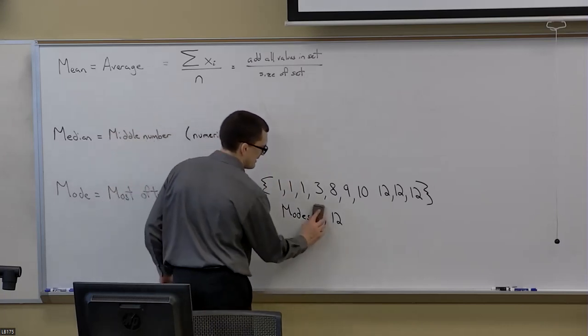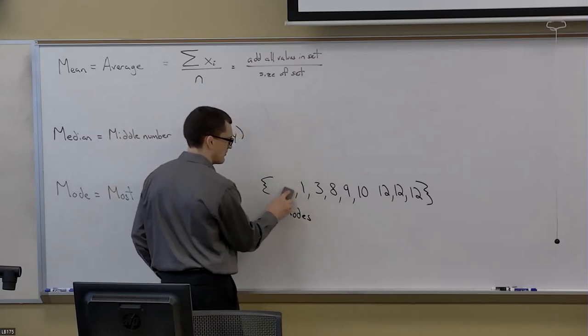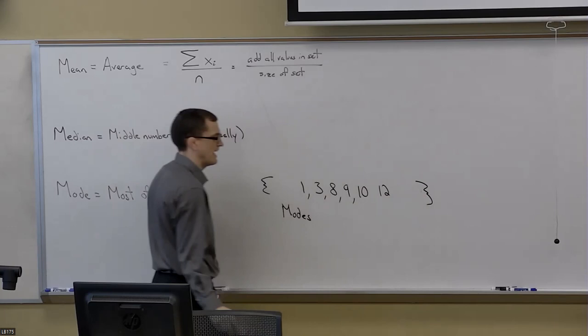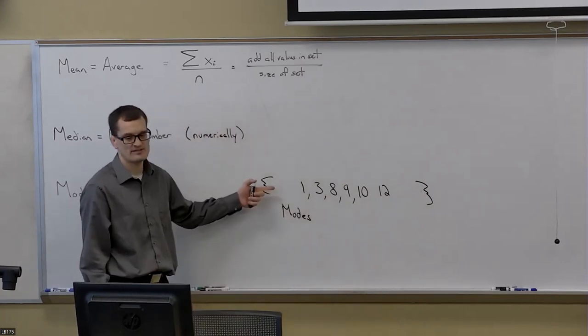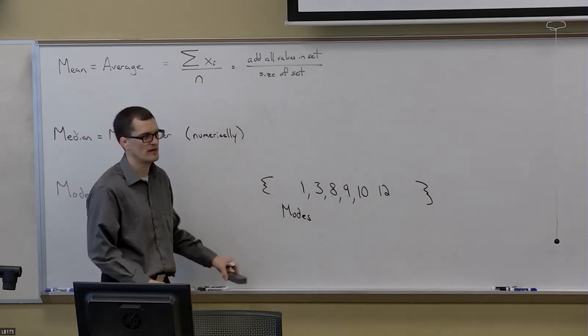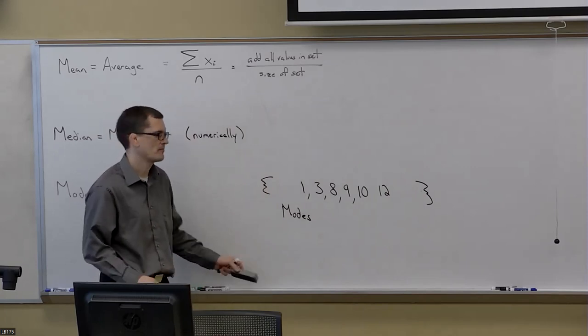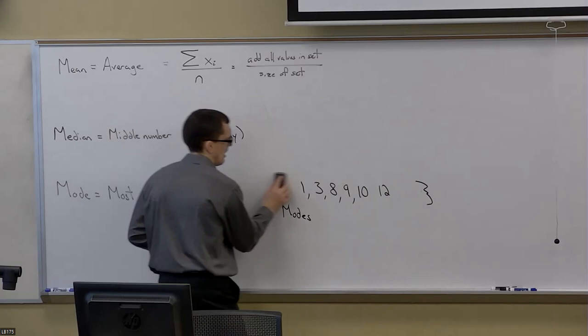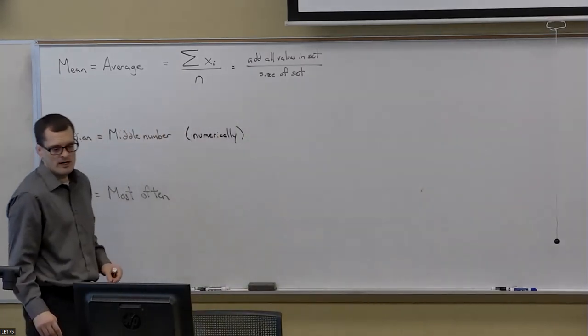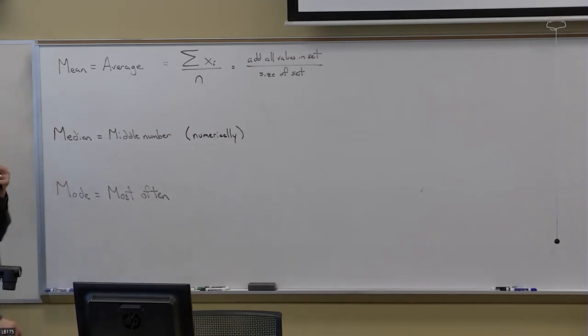So if I did this, and that was my set, I'd say that set has no mode. Everything is listed one time. So there you go, mean, median, mode.